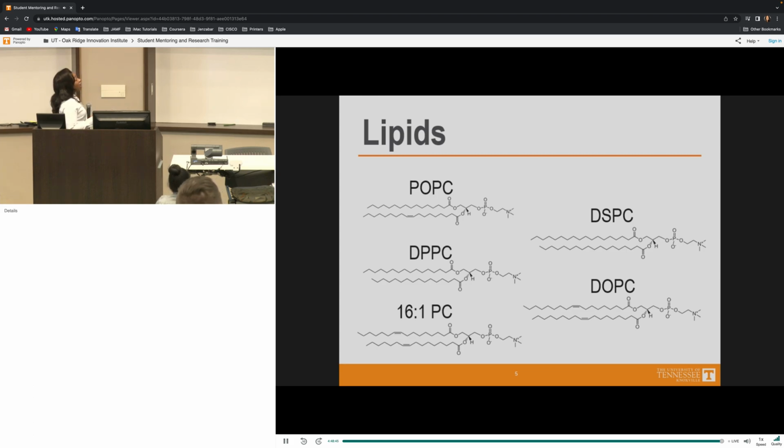as well. DSPC and DOPC are both 18 carbon chains, where one doesn't have double bonds and one does. You can see that DSPC has two saturated chains with no double bonds, and it is an 18 carbon chain. And DOPC, you can see, has two unsaturated chains with double bonds, and it is an 18 carbon chain.